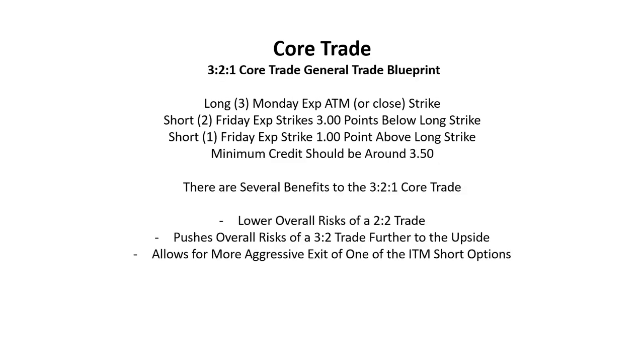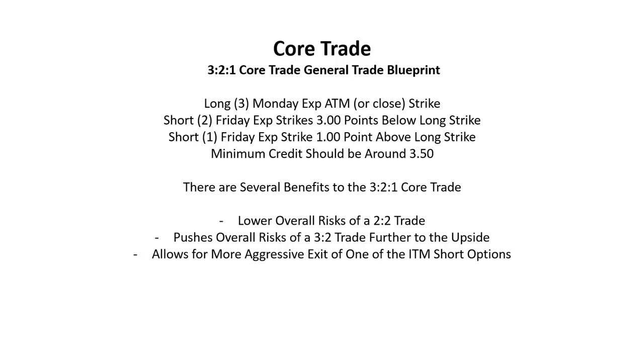Now there are several reasons for and several benefits for doing a 3-2-1 core trade. Number one, you lower the overall risks of the 2-2 trade. That's the first major benefit. If the 2-2 trade is at $150, you're going to be able to lower that risk as a general rule below the $150. Second, it pushes the overall risks of the 3-2 trade, which are about $100 in the example that I gave, further to the upside, making them lower probability of actually occurring.